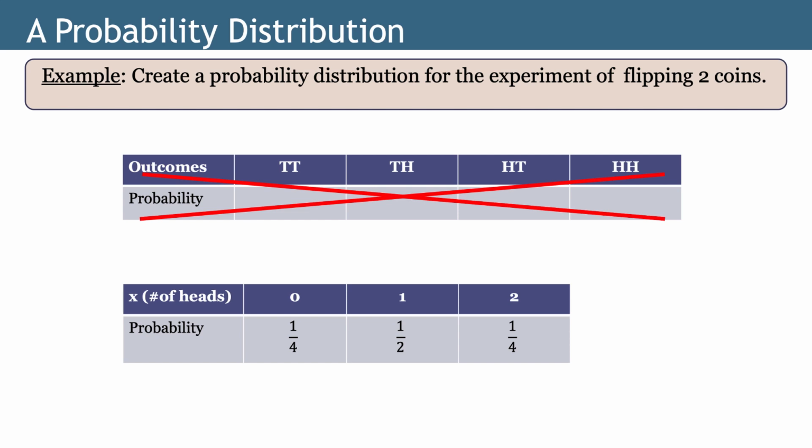But in a probability distribution, you have to count something. So rather than thinking of it like this, I need to think about, what do I want to count? Well, I have 2 choices. I could count the number of heads, or I could count the number of tails. So I chose the number of heads. And so then the number of heads could be 0 heads, 1 head, or 2 heads. And then here are the probabilities for those.